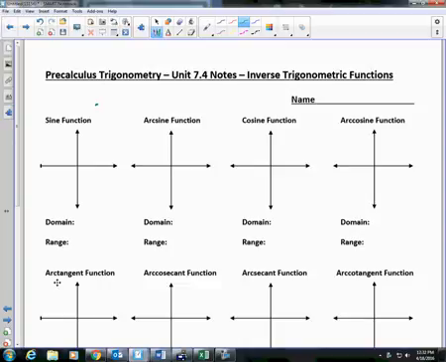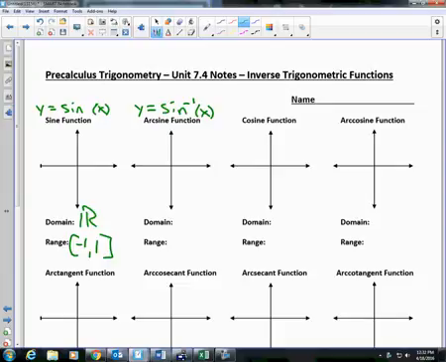Inverse trigonometric functions. On Friday, we talked about this. y equals sine of x, and y equals arc sine, which is sine inverse of x. We looked at the domain. For example, the domain was all real numbers for this. But for the range output of sine, what's the biggest value that sine can be? What's the smallest value? So -1 to 1 was the range for sine of x.